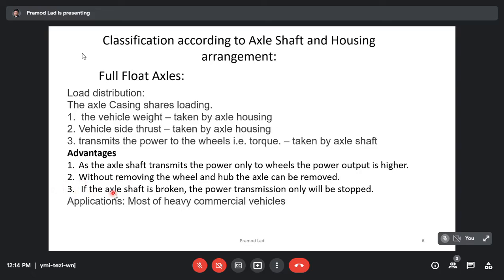Next is, if the axle shaft is broken, only the power transmission will be stopped and it will not collapse the entire vehicle, and the tire will not get separated from the vehicle. So that is one of the advantages. Applications: most of the heavy commercial vehicles use this kind of axle arrangement.